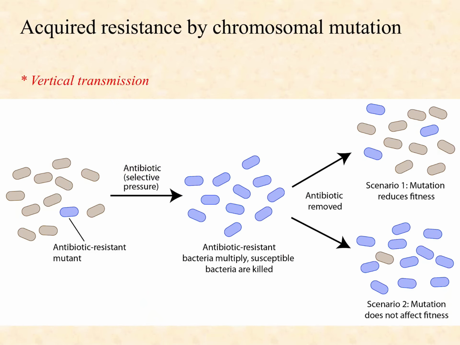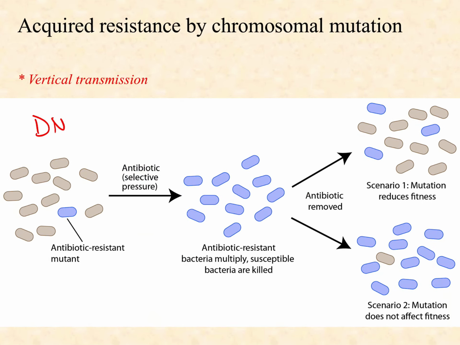The first, and this is probably one you've learned in some other biology class, is by chromosomal mutation. On the far left, you've got a population of bacteria. You hit it with a selective pressure, in this case an antibiotic, and just through random chance, DNA polymerase is not perfect and it introduces errors, and every now and then one of those mistaken nucleotides may actually result in a protein that is then less susceptible. So the target is still there, but maybe the target is less susceptible, for example.